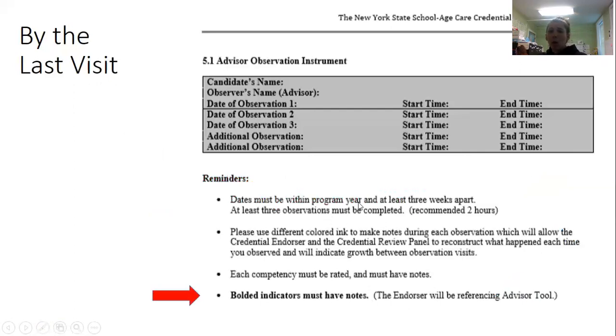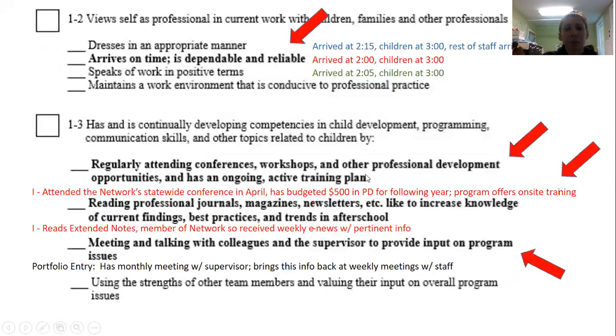So bold indicators also must have notes. I want you to keep in mind that all of the indicators that are bolded, we've indicated for a reason. This is because these are things that need to be seen consistently or things that probably need to be followed up with in one way, shape, or form. The reason that we've asked you to fill in notes for all of the bolded indicators is because the endorser will probably have a hard time finding this information in one observation. You, as the advisor, have time to spend with the candidate, so you're able to ask questions and get this information for them.